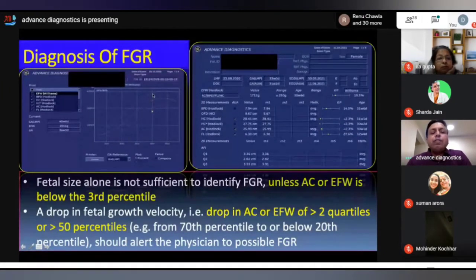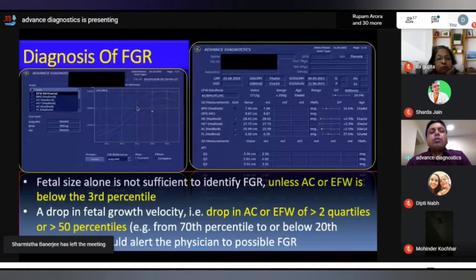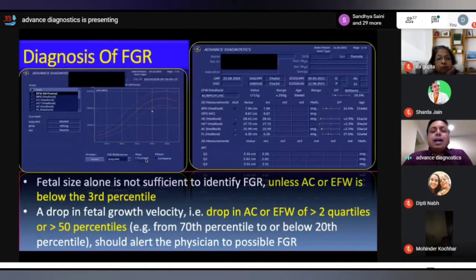Similarly, this is a chart where there are 3 curves. First is 90th centile, 50th and 10th. So if estimated fetal weight is less than 10th centile, we can see that there. But we can diagnose FGR in a single instance when AC or estimated fetal weight is below 3rd centile.